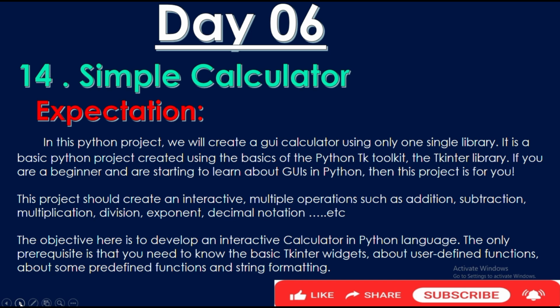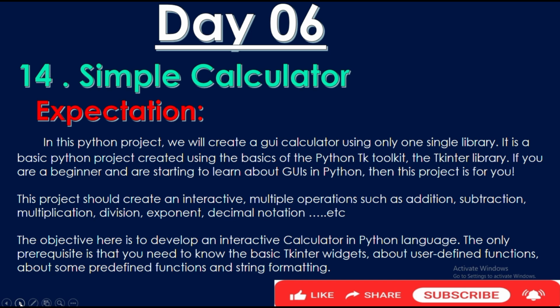So we know very well it's a calculator. In this Python project, we should create a GUI, a graphical user interface calculator, using only one single library. So we are going to be using only one single library here, which is the Tkinter library. It is a basic Python project that is created using the Python Tk toolkit, the Tkinter library. So if you're a beginner starting to learn about the graphical user interface in Python, then this project is just for you. Therefore, it is the best for you to start with.